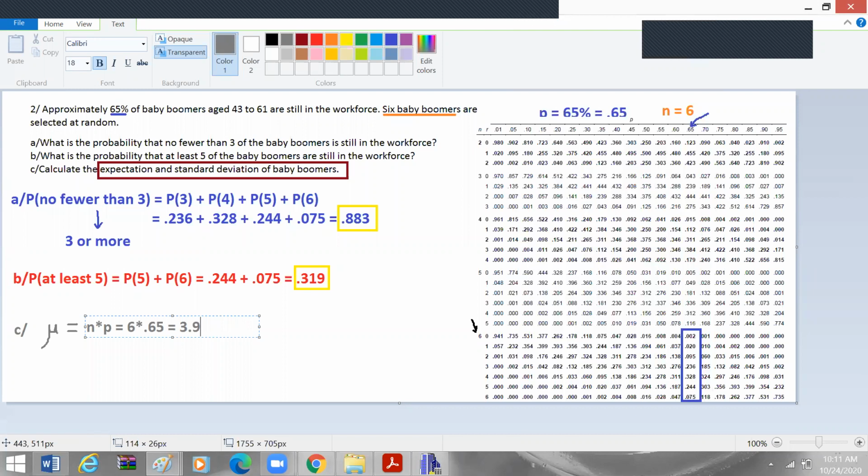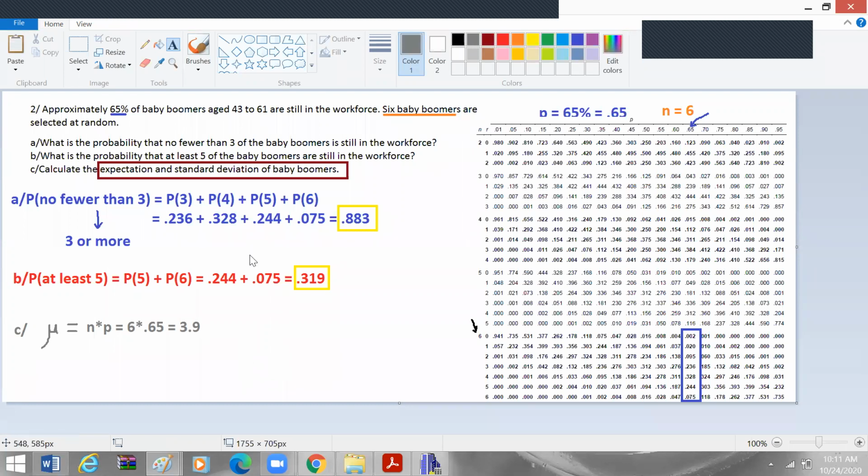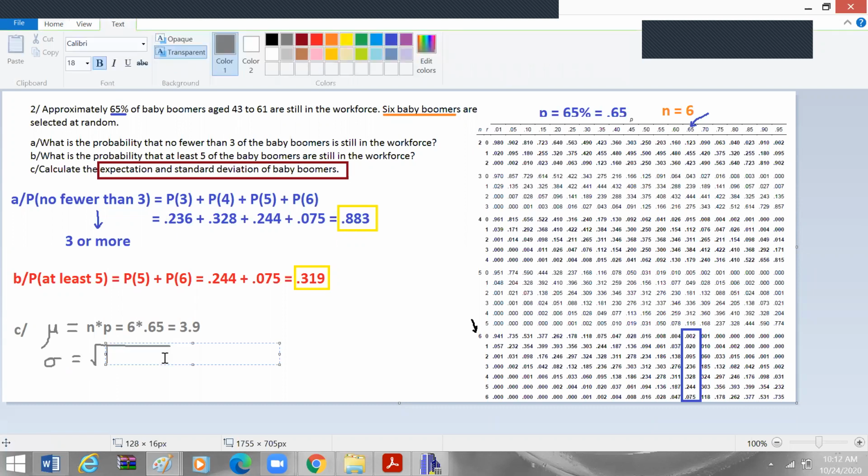Because 65% of the people are still in the workforce, if they pick 6 baby boomers, there'll be around 4 people still working. Okay, so that would be what we have for this question. And similarly, the standard deviation will be the square root of n times p times q. Okay, n times p times q. So what is n times p times q?